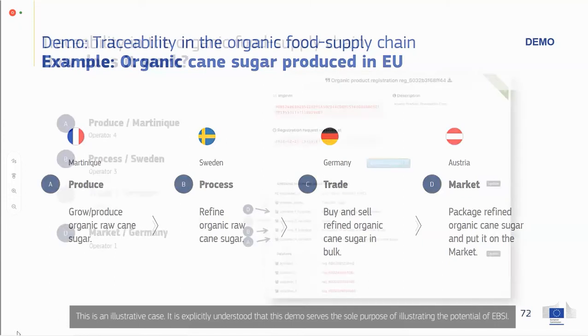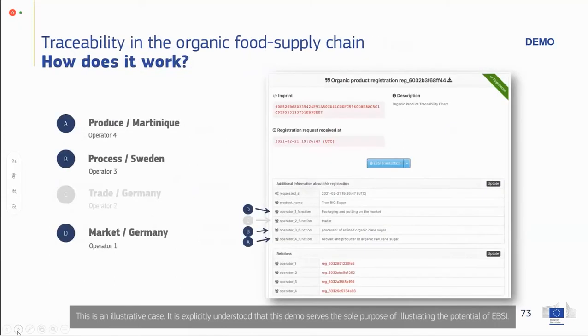Next slide, please. So here we are going to see the flow chart of this product, of this sugar, which is called true bio sugar. Now I'd like to tell you that all the names here, the names of the operator, the addresses, the names of the control bodies, they are all fictitious. This is just an example. Wanted to provide you with a concrete example so that you can understand how the system could work.